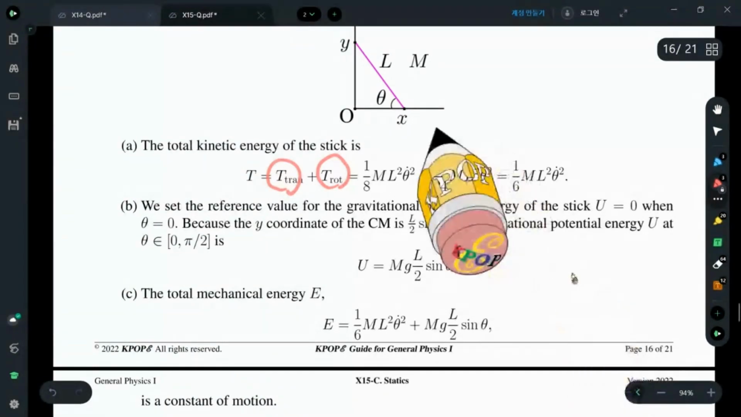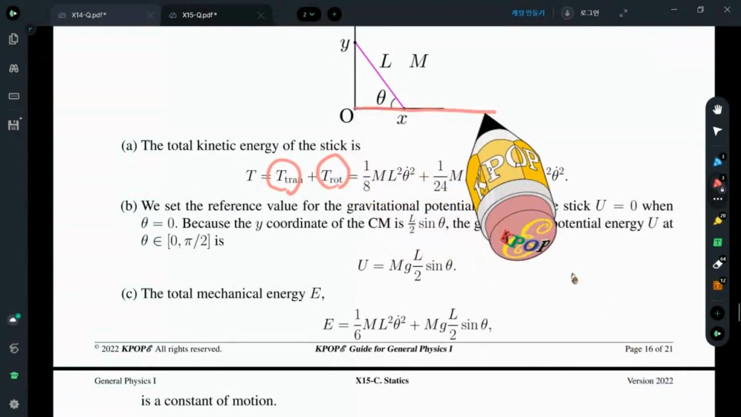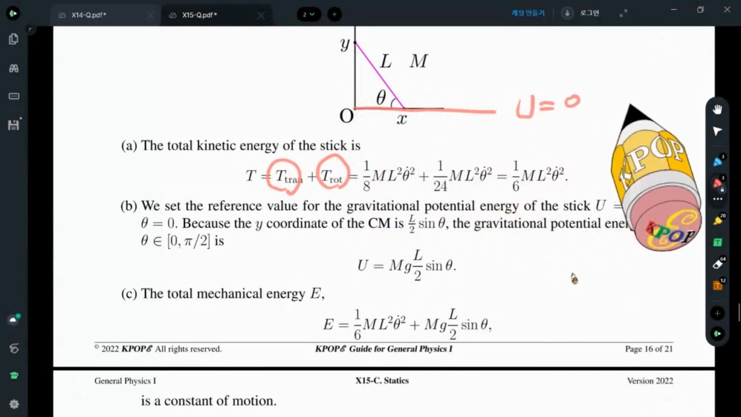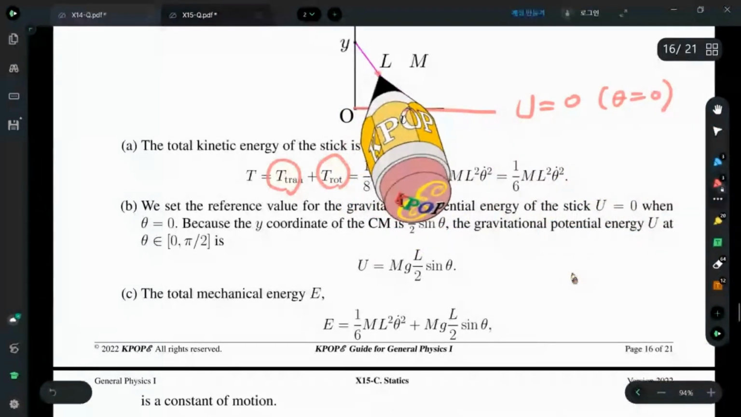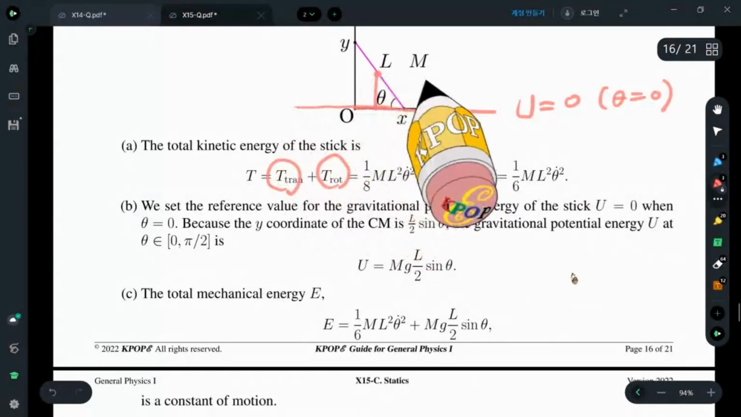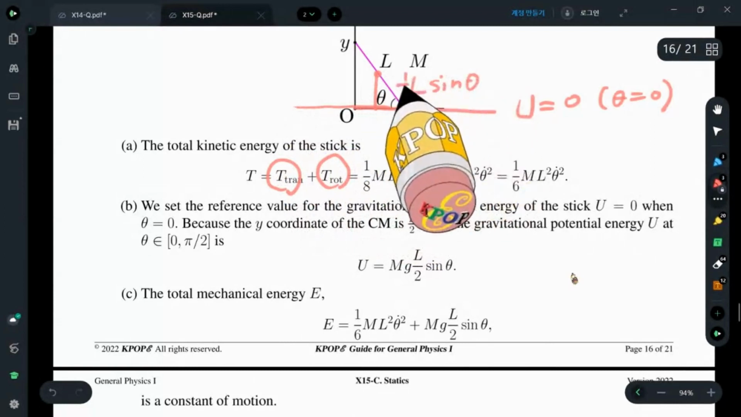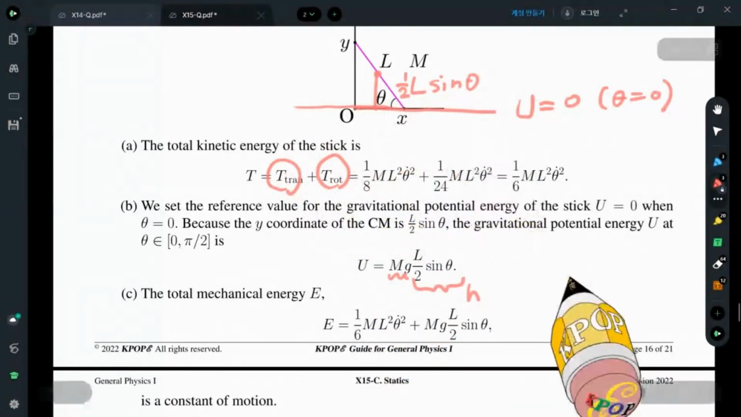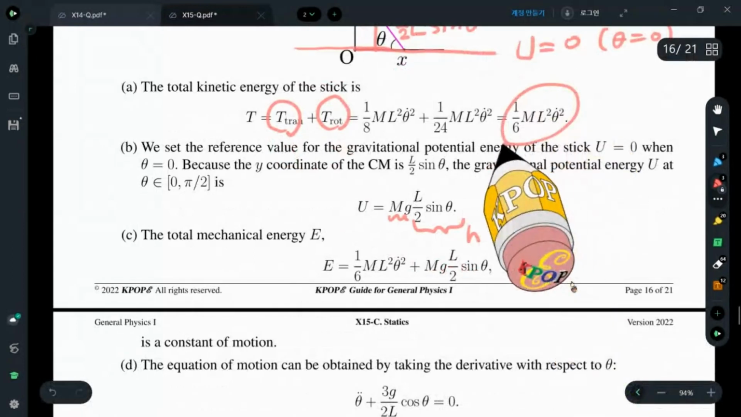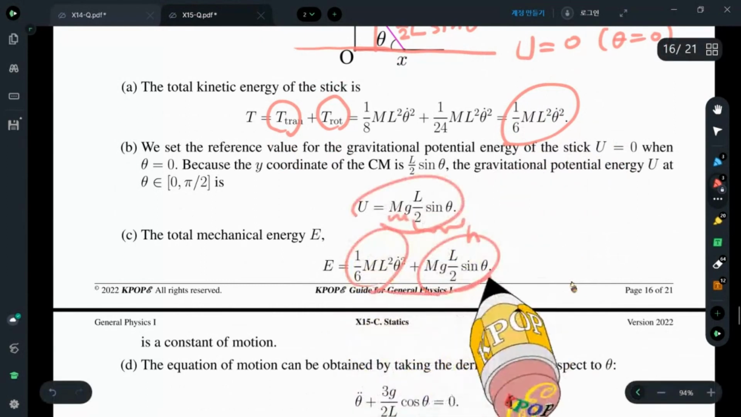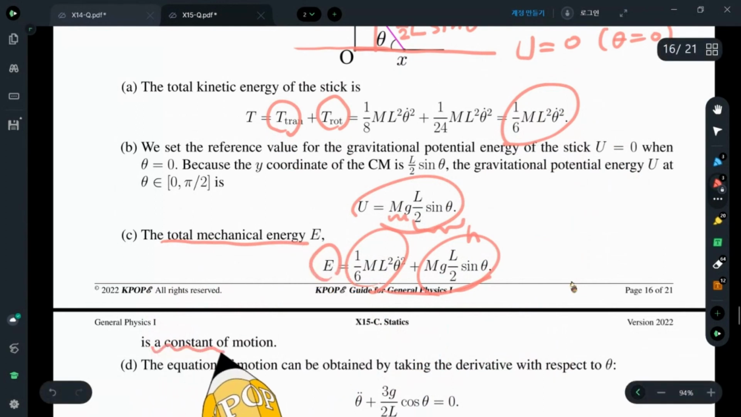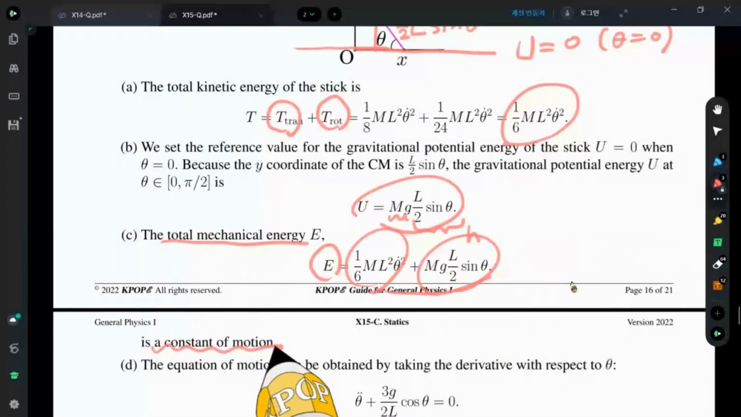The simplest case for the gravitational potential energy is to choose the potential energy to be zero when it is flat, when theta equals zero. In that case, the center of mass is above this horizontal plane by L sine theta over 2. So we have mg h, height from the bottom. Now, the total kinetic energy of this rigid body and the potential energy, their sum is the total mechanical energy, and this sum must be a constant of motion due to the conservation of total mechanical energy.